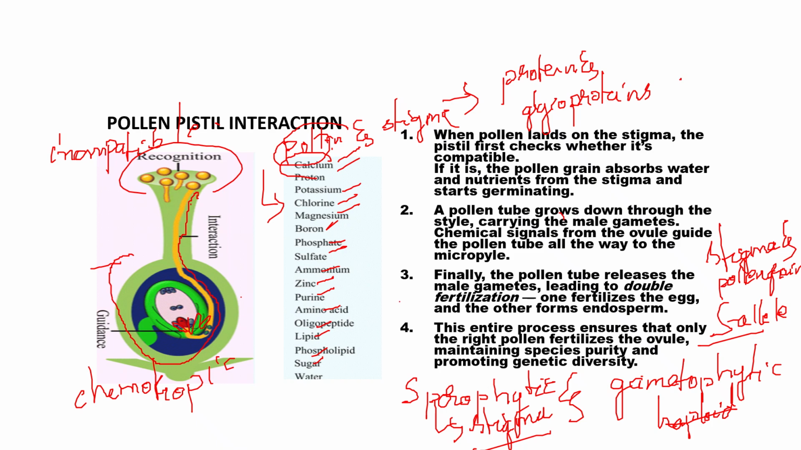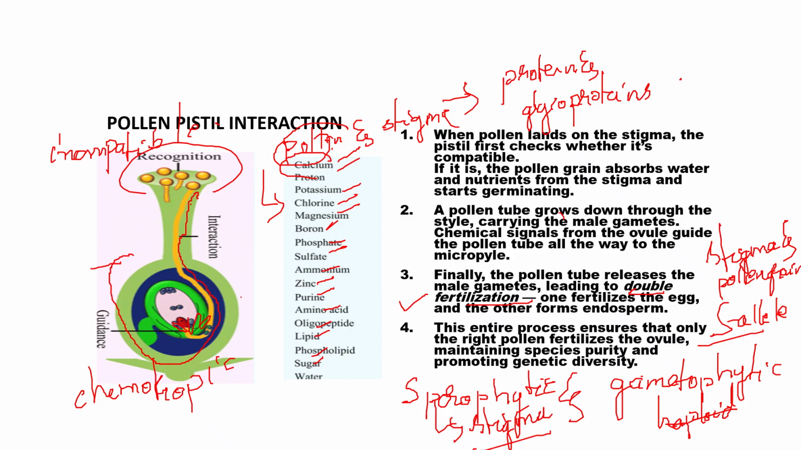Pollen-pistil interaction. Then later on, the post-fertilization events: the type of fertilization that takes place is double fertilization. In double fertilization, you will see two types, that is triple fusion and syngamy. Then later on embryo development and endosperm development take place, which further lead to seed and fruit development. Right. So this is about the pollen-pistil interaction.